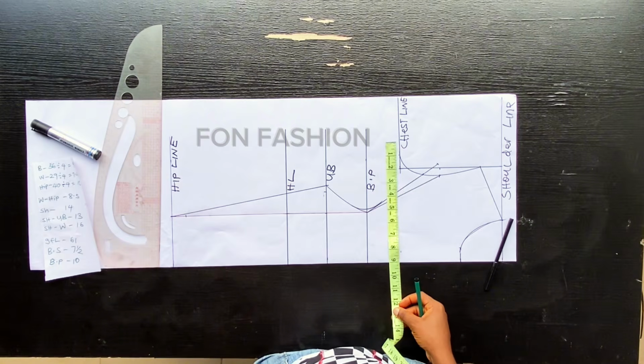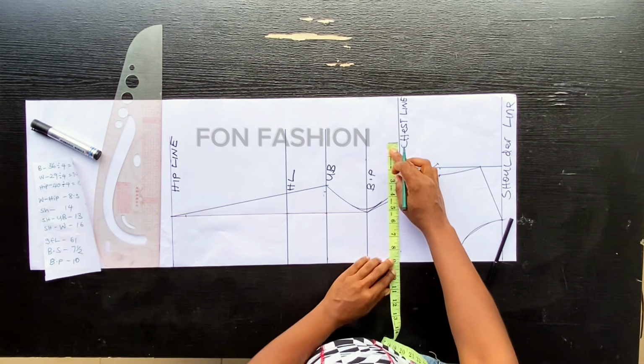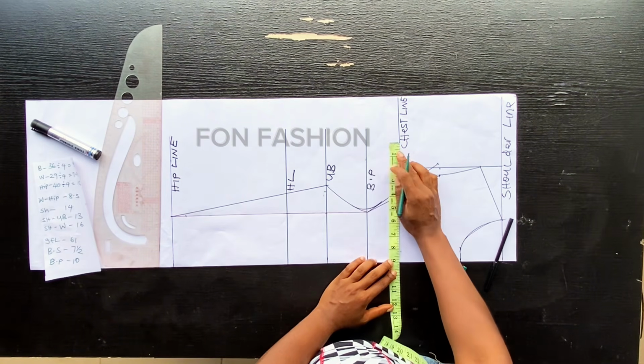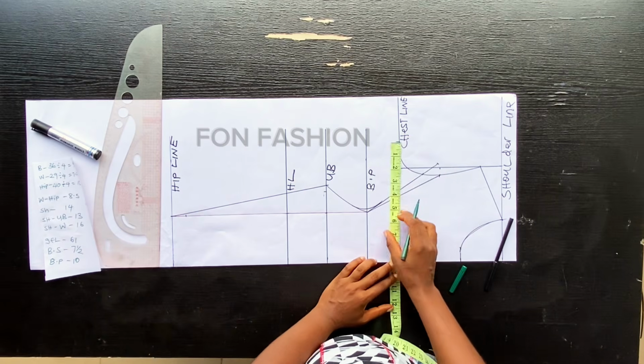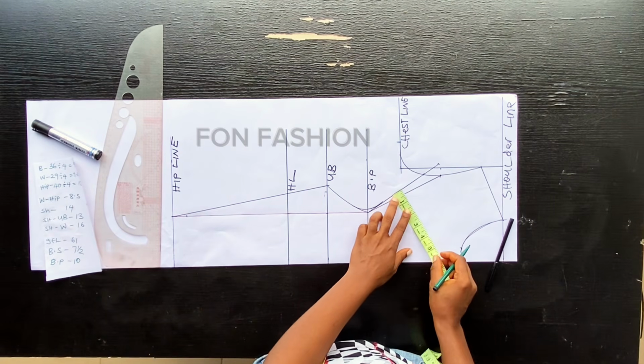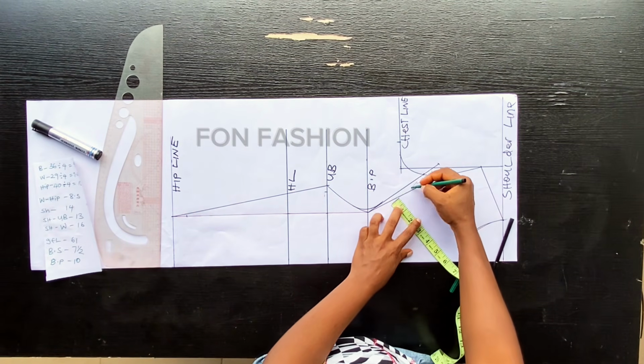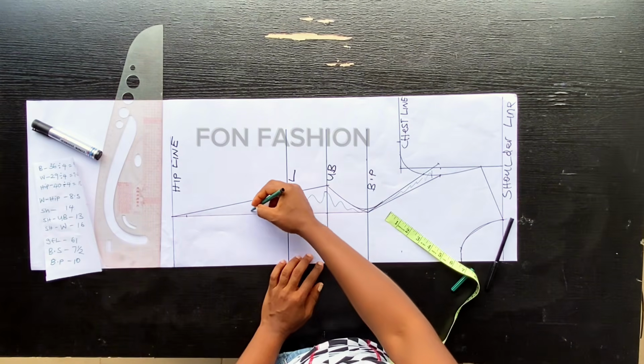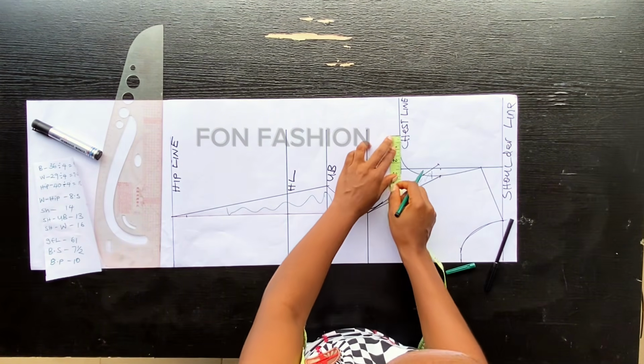I'll mark down my bust circumference divided by 4. My bust is 36, divided by 4 is 9. So I'll mark down 9 inches. Then I'll come here and measure what I'm going to be taking off because I'm going to be cutting off these darts. Okay, I'll measure it and replace it.